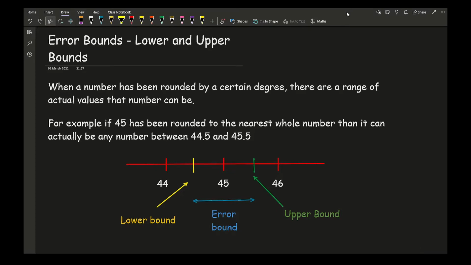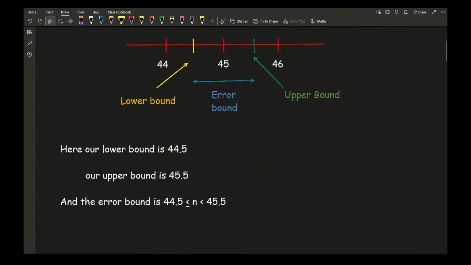Now, looking at the scale, what we can then assume is that our lower bound is basically the smallest that the actual number could be. The upper bound is the biggest number that it can be.